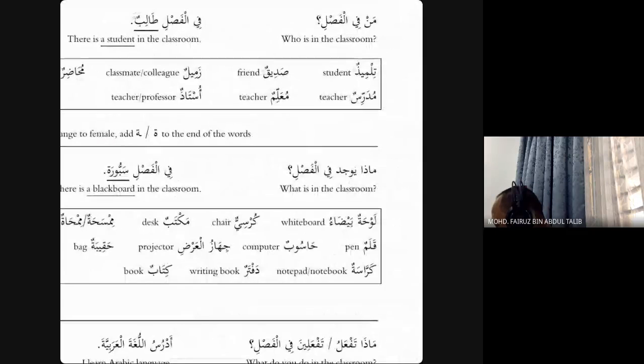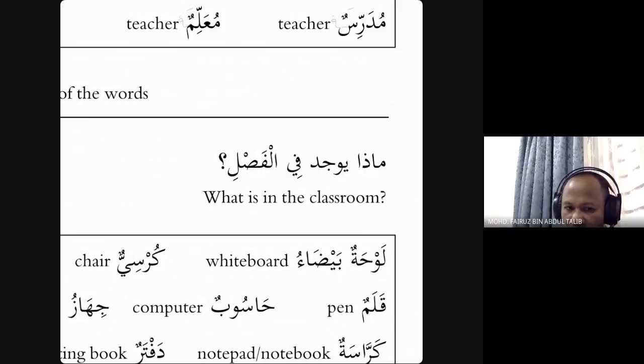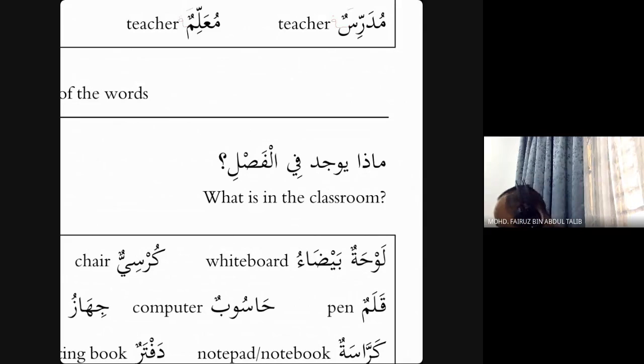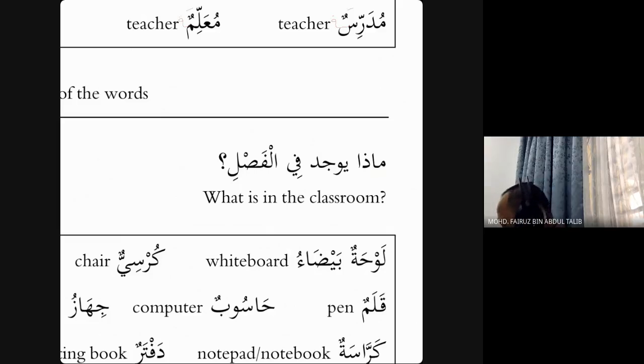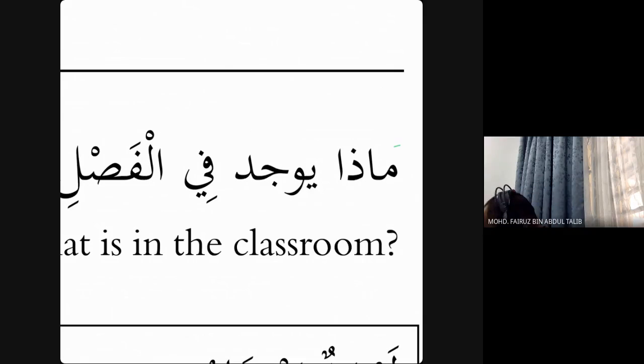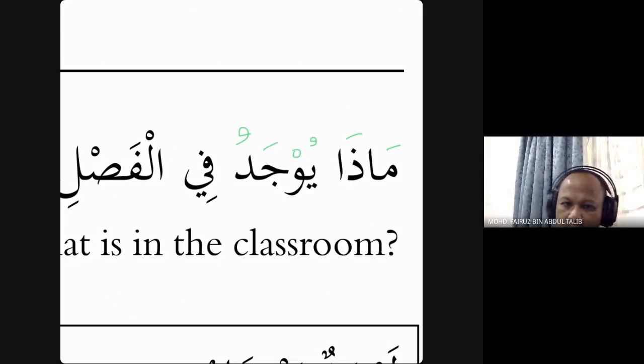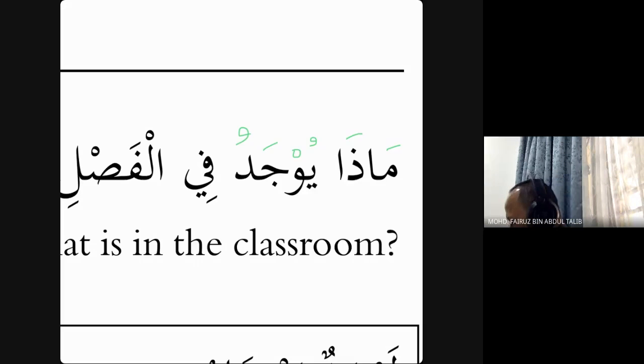Now we ask another question. Just now you said man, who. Now we want to say what. The word is maza. Maza means what. Sorry, I forgot the vowel. Maza, and the second word is yujadu. Maza yujadu, or maza yujad. Maza is what, and yujad literally means available.